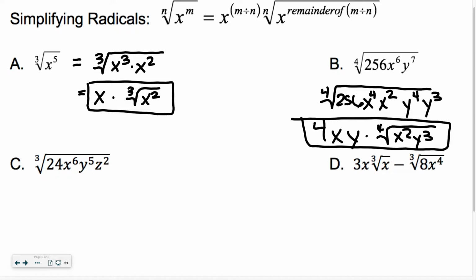When I take 6 divided by 4, how many times does 4 go into 6? Once. So I can take out x to the 1st. And then the remainder of 6 divided by 4 is 2. So the remainder gets stuck inside, x squared. And the same thing happens with y to the 7. 7 divided by 4 will go in nicely once, so I can take out a y to the first, and then I'll be left with the remainder of 3, so y cubed is underneath. So I'm going to use my shortcut for the next one.